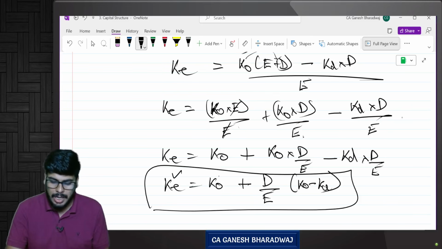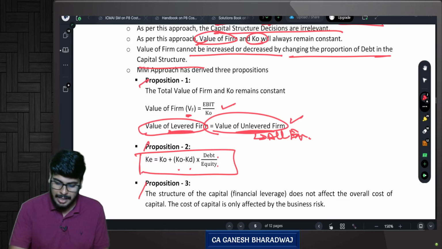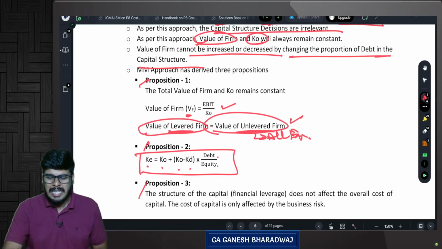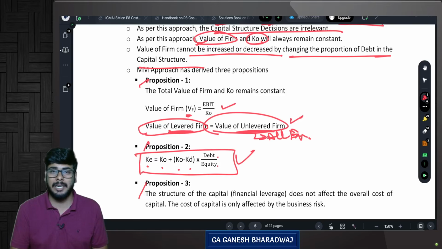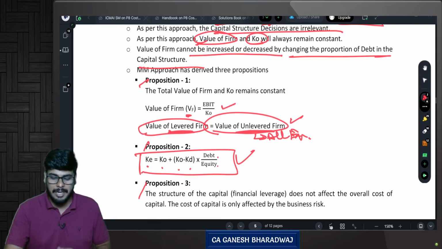KE is equal to what? KO plus debt by equity into KO minus KD. Look at this. That is what they have given. So KE is equal to KO plus KO minus KD into debt upon equity. Are you clear with this? You need not remember this directly also. This is nothing but the KO formula they have just rewritten and arrived at.